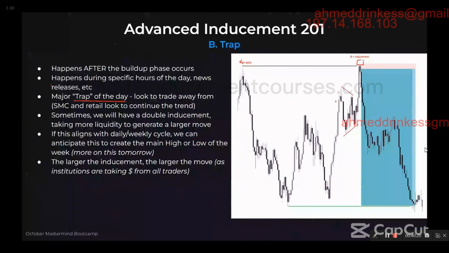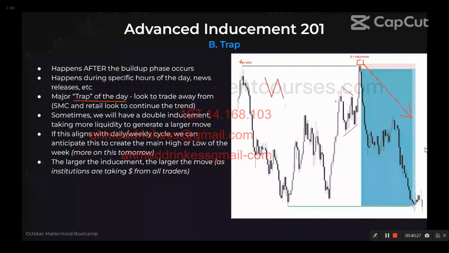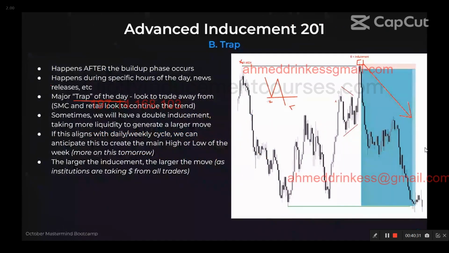That's that false BOS, right? It's just an inducement that's collected to induce traders into the wrong direction. And then you simply look to trade away from the trap. Trade away from the trap. If you're looking at something like this, and this is your inducement, and this is your trap, where are we going to be looking to trade? Where are we going to be trading now after the inducement, right?